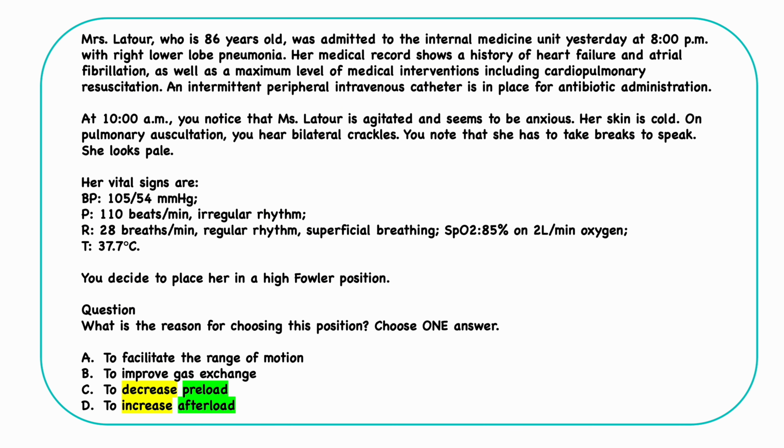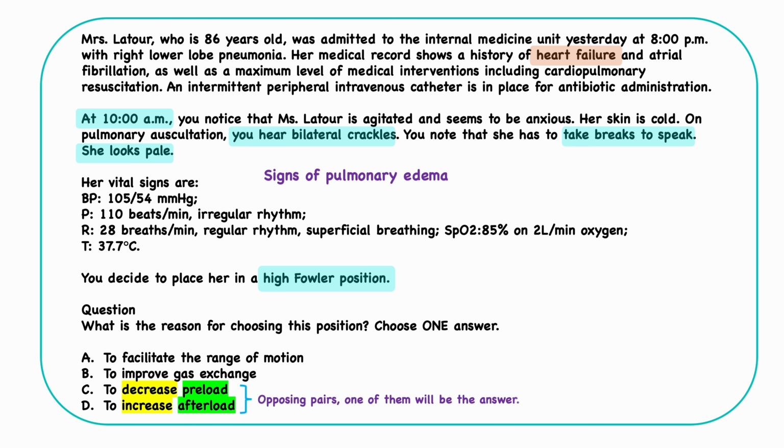Example question. Mrs. Latour has heart failure. At 10 a.m., you hear bilateral crackles. She is short of breath while speaking, and she looks pale, signs of pulmonary edema. You decide to place her in high Fowler's position. Why? Looking at the answer choices, two options contradict each other: decrease versus increase, preload versus afterload. The correct answer is C. Positioning the patient in high Fowler's with legs dependent reduces preload by decreasing venous return to the right atrium.